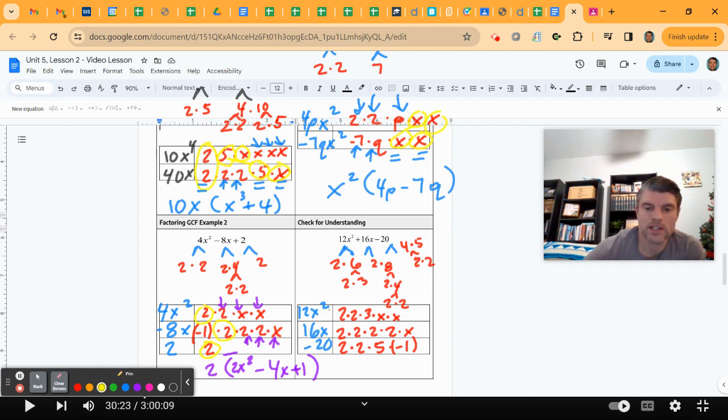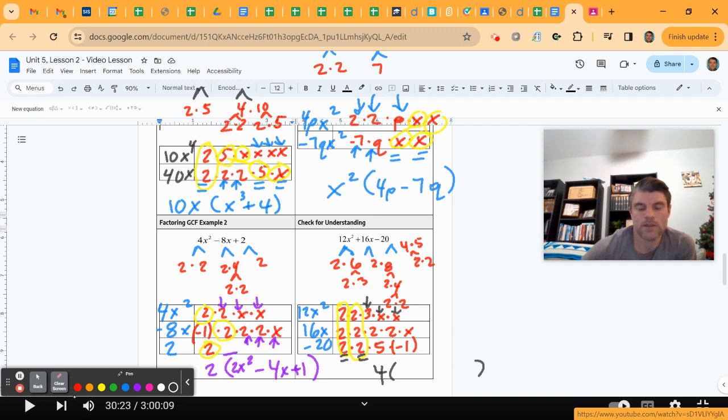Combine what is in common. So they all share 1 two, they all share another one, and then they all share, actually, that's it. So they all share two twos. So you have 2 times 2, which is 4. That's your GCF. And then you're going to bring down the leftovers.